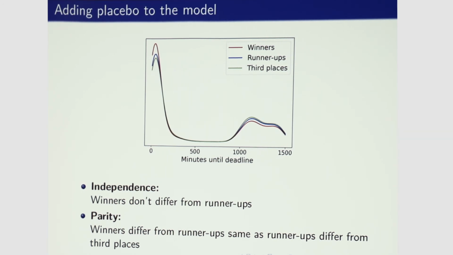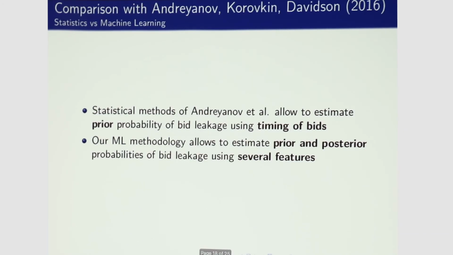Okay, so what I have left is comparison with the other paper. One comparison is that we use this fairly complicated machine learning technique, and they use some simple statistics, and they can also only estimate prior probability of bid leakage using only one feature. And what we do is we also estimate posterior probability of bid leakage, so that we know that this auction is corrupted with this probability. And we can use any amount of features, basically.